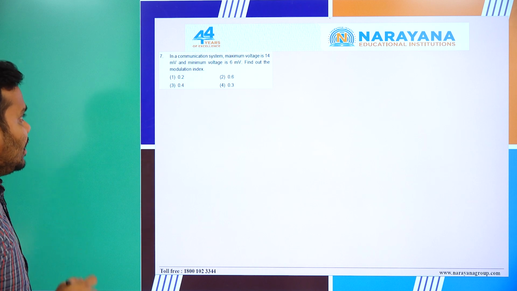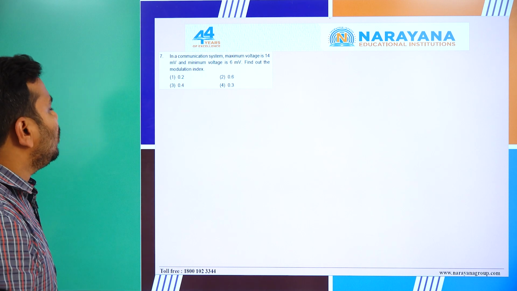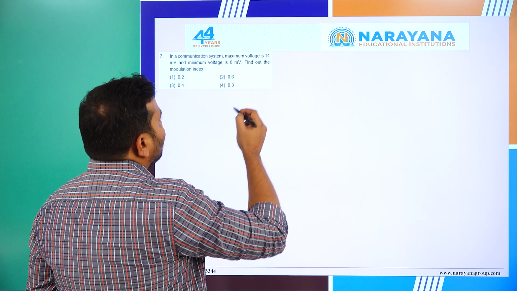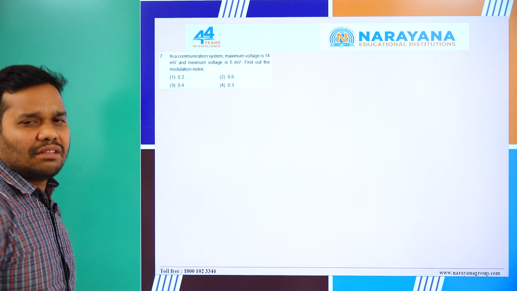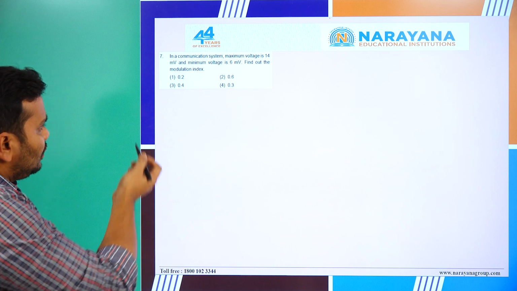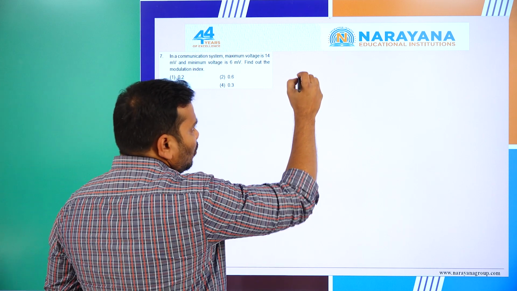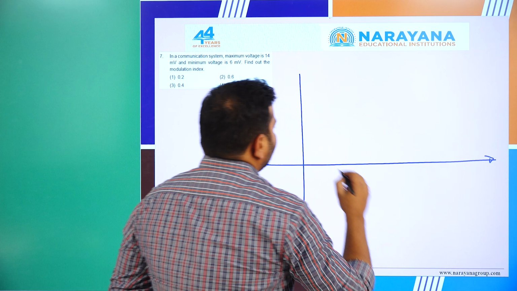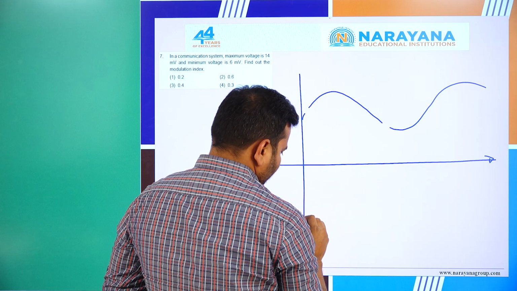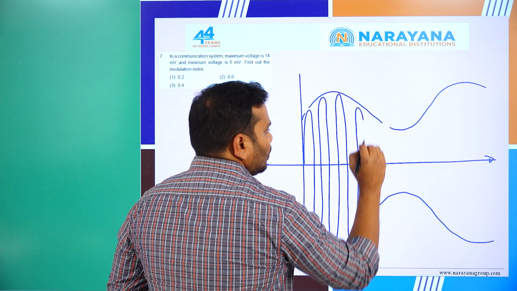In communication system, the maximum voltage is 14 millivolt and minimum voltage is 6 millivolt. Find out the modulation index. Here they are directly asking about the amplitude modulated wave. In the amplitude modulated wave, the carrier wave is already modulated, so once it is modulated, then only you can find a modulated carrier wave.